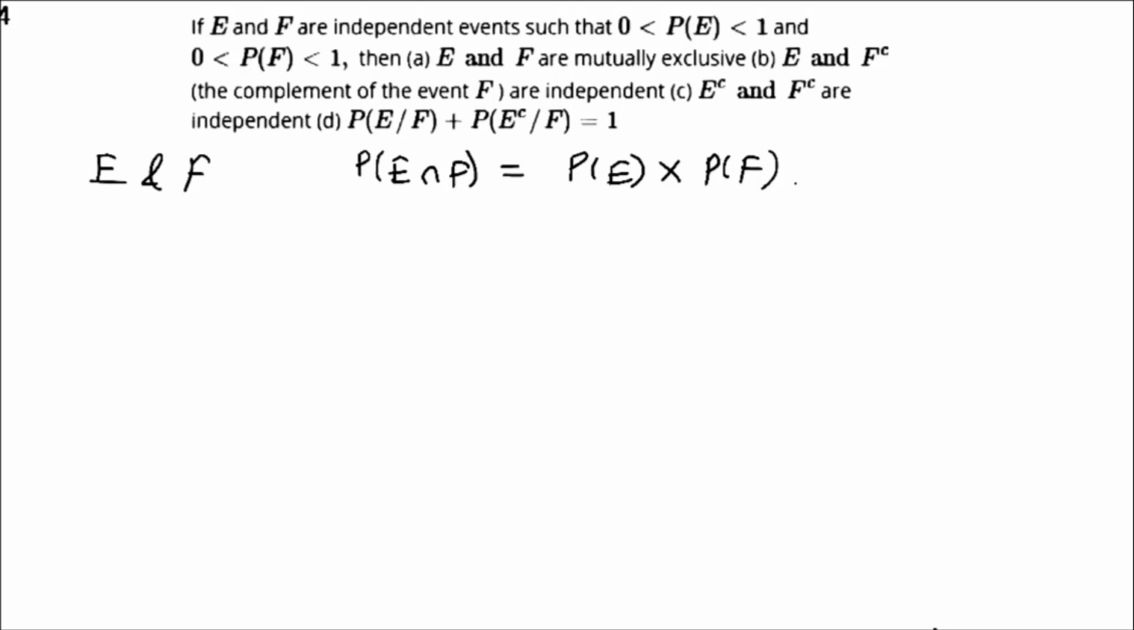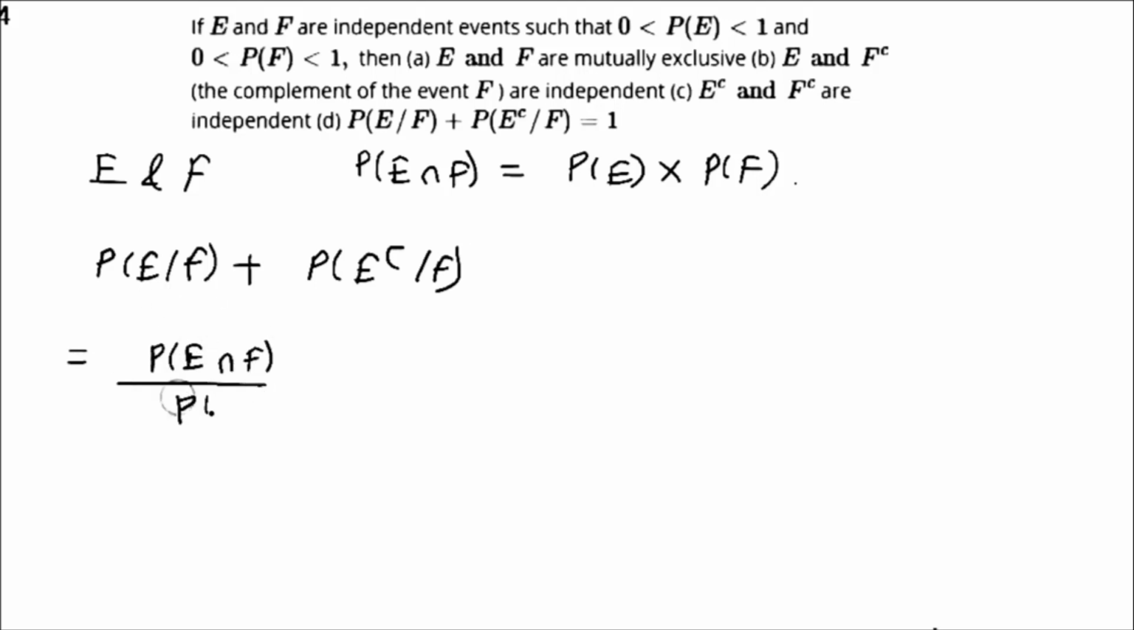Now we have to check which statement is correct. If we compute the probability of E given F plus the probability of E complement given F, it will be: the probability of E given F is the probability of E intersection F divided by the probability of F, plus the probability of E complement given F, which is the probability of E complement intersection F divided by the probability of F.